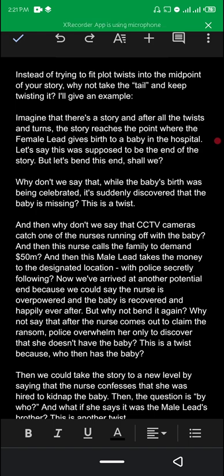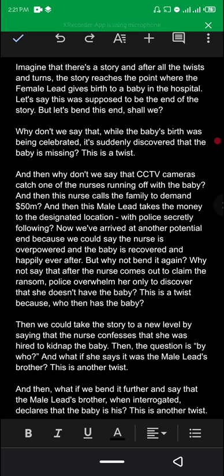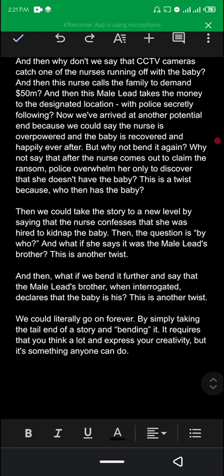That's another twist, because why would the nurse take the baby? And then, why don't we say that this nurse calls the family to demand $50 million? And then the male lead takes the money, the $50 million, to the designated location, with the police secretly following.